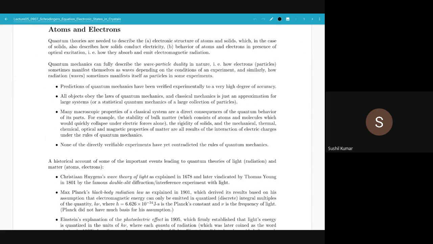What I have written is that predictions of quantum mechanics have been verified experimentally to a very high degree of accuracy. Obviously, if you go deeper and try to establish other theories, like in condensed matter or string theory, that's a different matter. But so far, as long as you can do experiments, observe particles and do measurements, they don't violate any rules of quantum mechanics.